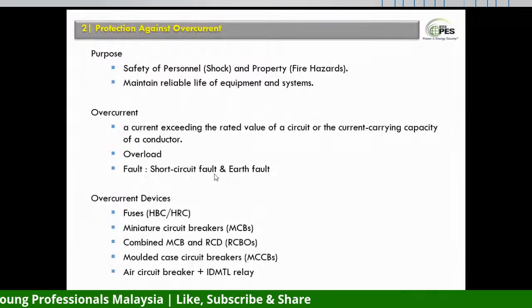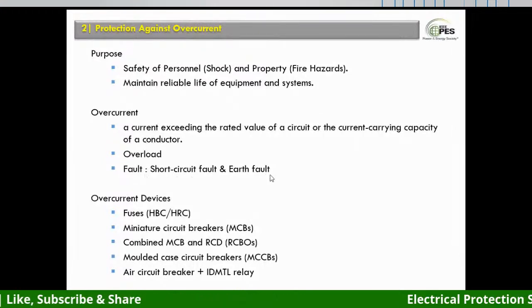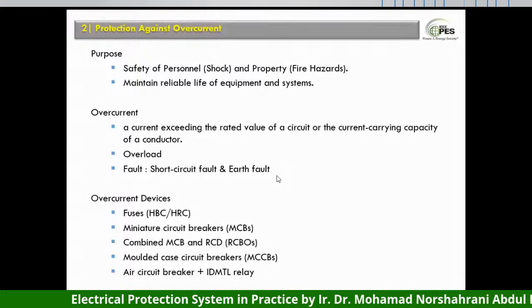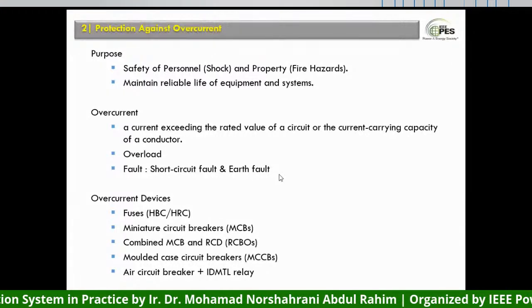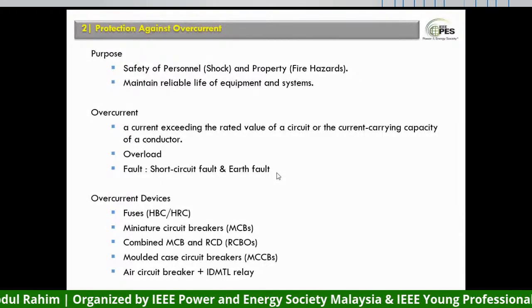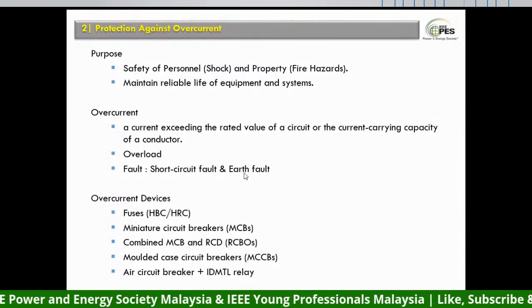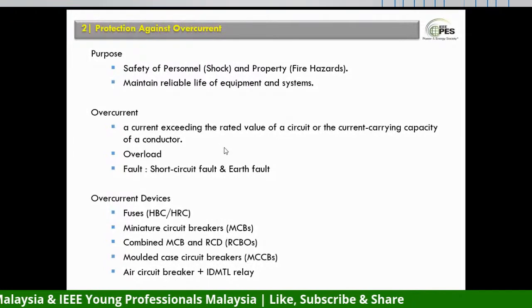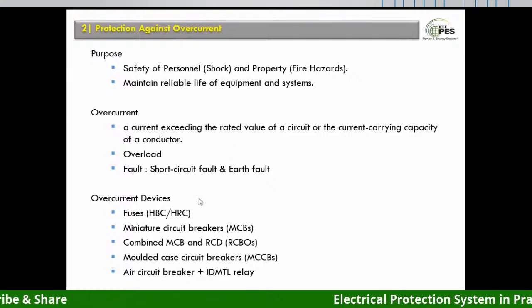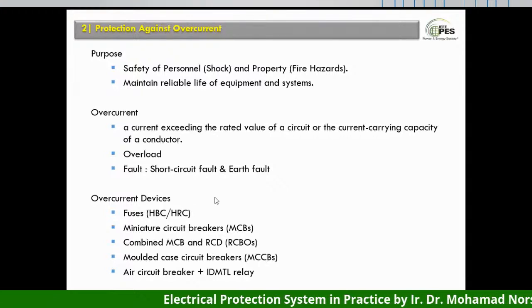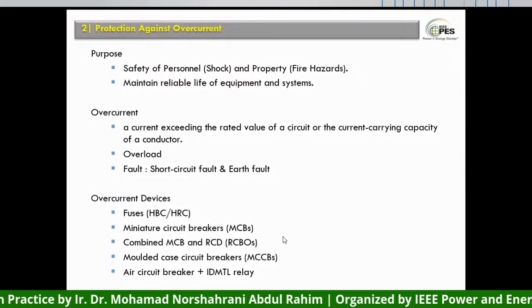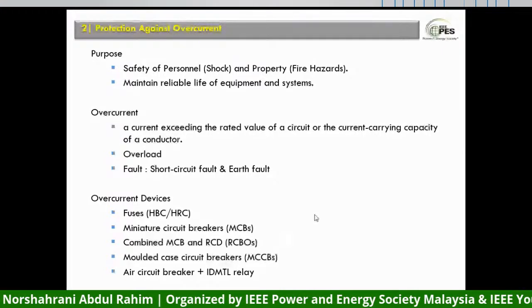Sometimes when you hear a forensic report from the fire brigade about a fire, they say it is due to a short circuit. Sometimes the short circuit term is quite subjective, so we need to go through what caused the short circuit. It can be the equipment or the cable, or maybe a failure of the system. Among the protection devices for protection against overcurrent are the fuse, MCB, and if you combine MCB with the RCD, we call it RCBO, and then we have MCCB and circuit breaker. I won't go into detail, we just go through the concept of the protection.